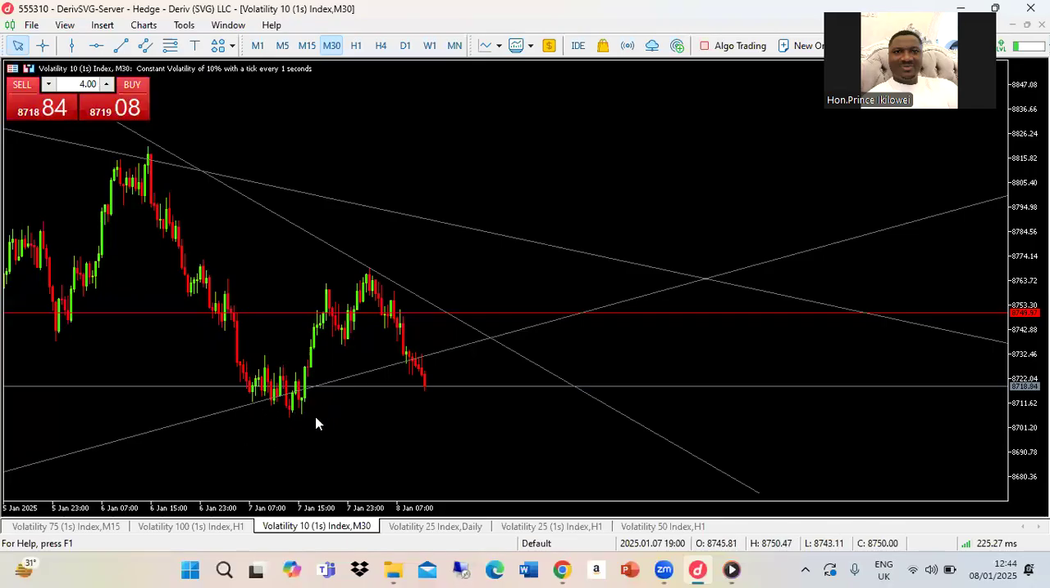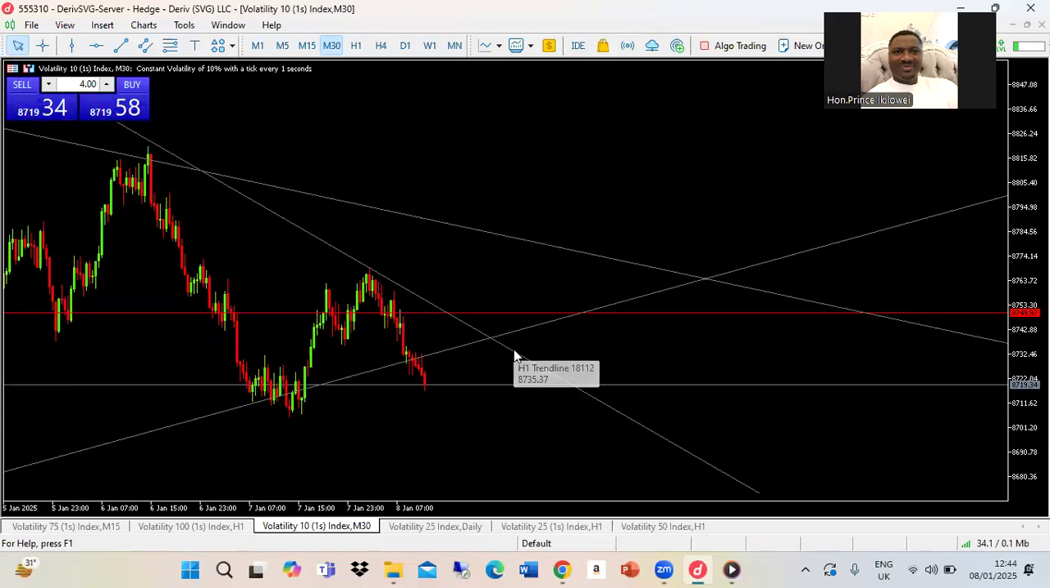Let it take this low. Let it stay at this low and then come back, maybe to this particular trend line. All right. Let it take this low and then come back. If it does not come back here, even if it comes back to this trend line, it's also a good signal to sell.